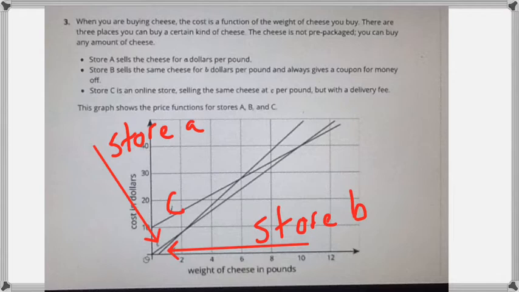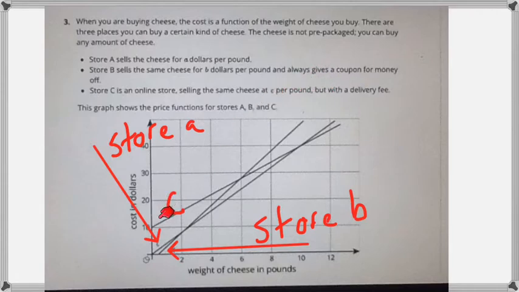Okay, so first you have to figure out which of the graphs is which store, and you're basing it on this information right here. Store A sells a cheese for $8 per pound. Store B sells it for B dollars, but always gives a coupon for money off. That's going to change the y-intercept from being 0, 0 to being less than 0, 0. And store C is an online store selling the same cheese at C dollars per pound with a delivery fee. And so that's going to make the y-intercept greater than 0, 0.